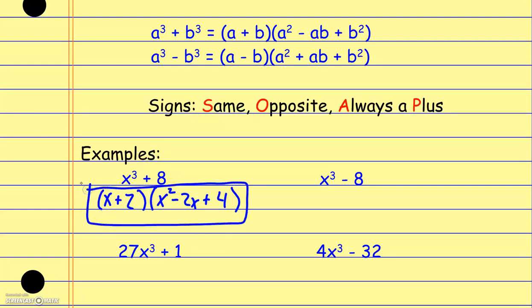If I do the same thing with the next guy. Again, it's a difference of cubes this time. I've got two perfect cubes being subtracted. So I set up a binomial and a trinomial. Same, opposite, always a plus. SOAP. So this sign is the same. This one's the opposite. This one's always a plus.